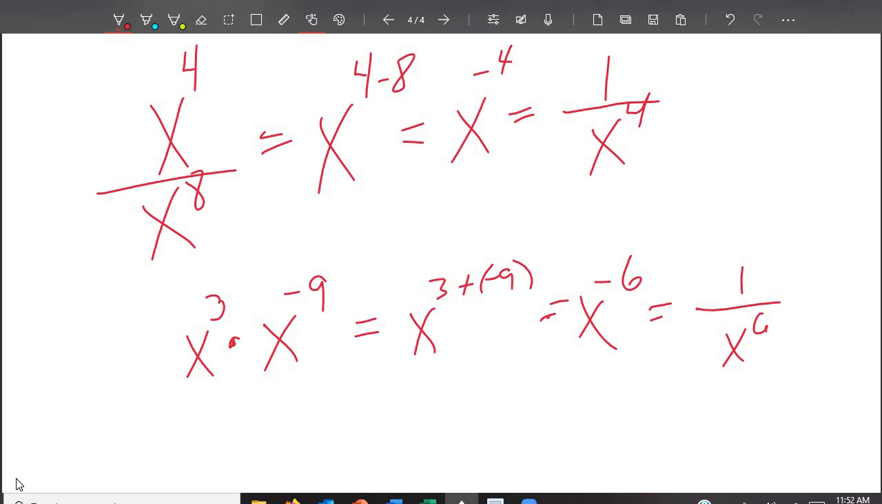Now, don't overcomplicate these negative exponents. I think there's 2 or 3 on the final. They're not super complicated. I'll go over those types later. It's the same kind of stuff that's on the final, but don't overcomplicate this.